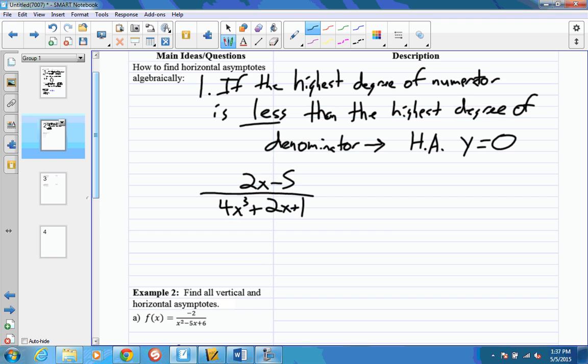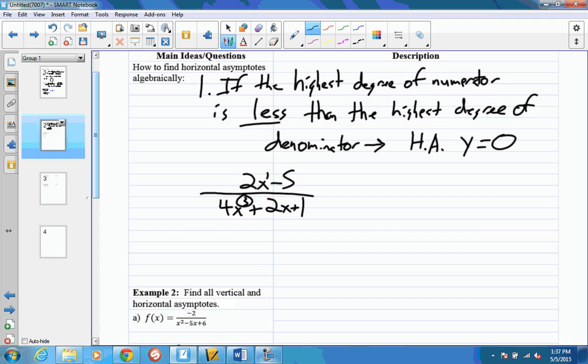What's the highest exponent on my numerator? 1, right? There's a 2x to the first there that we don't see. What's the highest in my denominator? 3, right? My bad, guys. Then now you have to erase and catch up. So that's fine.